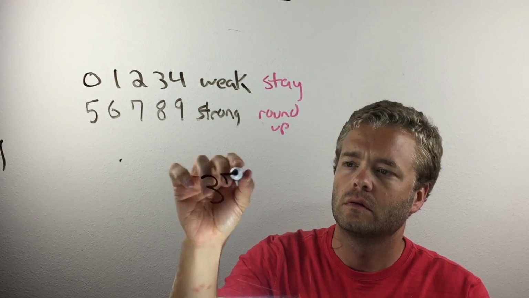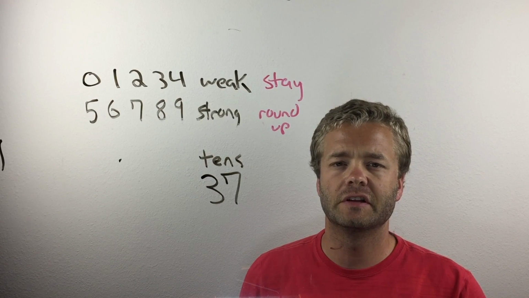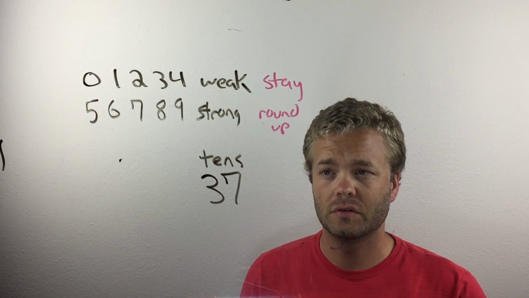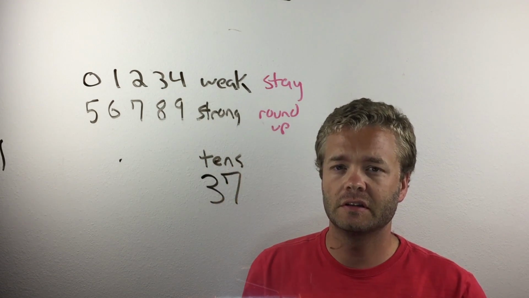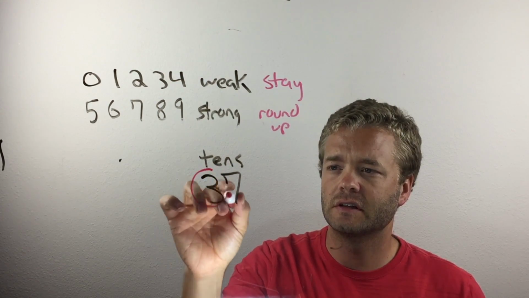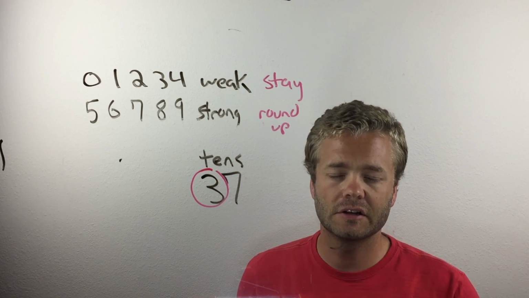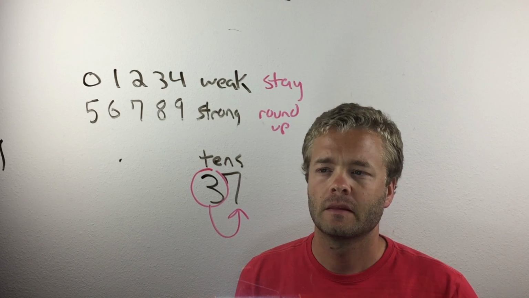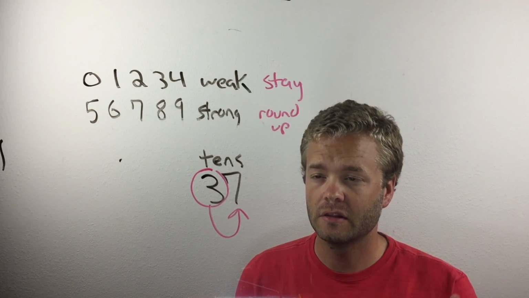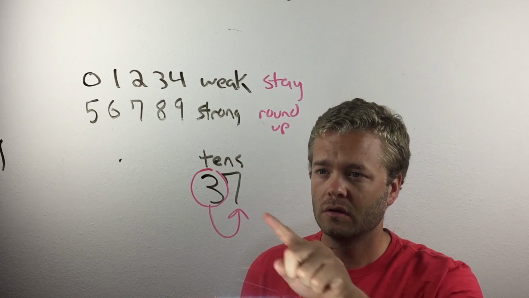Here's how this works. We're going to round 37 to the tens place value. The first thing you do is figure out what place value you're rounding to and circle that. We're rounding to the tens, that's the ones, this is the tens. Circle the tens. The next thing you're going to do, second step, draw an arrow to the neighbor. The neighbor is the number to the right, the number right below what you're rounding to.